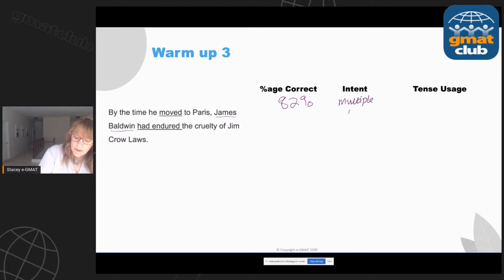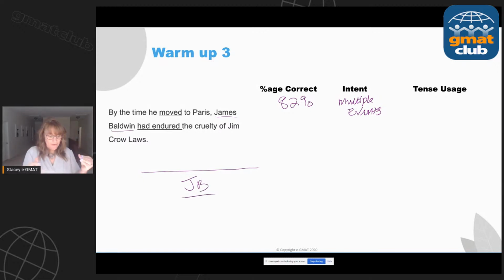And when we have multiple events, we have to ask ourselves, are these events related? Well, because both events are dealing with one person, they're occurring to one person, and they're happening on the timeline of one person's life. So we have this timeline, and this timeline is of James Baldwin's life. So whenever I see past perfect jump into a sentence, I always try to correlate a timeline to double check if everything's falling on the same timeline. So I'm going to check that.